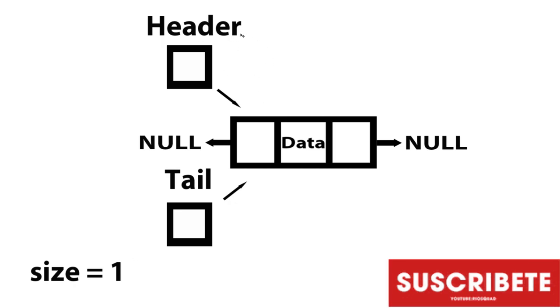So I could say something like this. I could say header arrow next, which will give me here. If that is equal to null, which in this case it is, that means there is only one node within our doubly linked list. Likewise, we can also check the size data member. If the size is equal to 1, that means that there's only one node within our linked list.